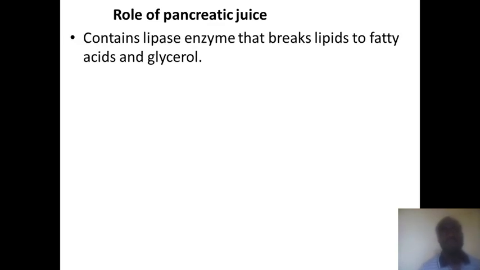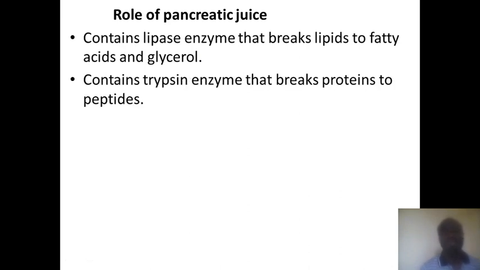Then we come to the role of the pancreatic juice. This has many components. It contains the lipase enzyme that breaks down lipids to fatty acids and glycerol. These fatty acids and glycerol are smaller and soluble, hence they can be absorbed into blood.